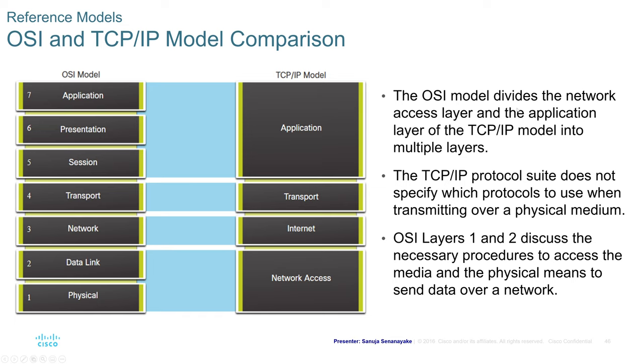The OSI model divides the network access layer and the application layer of the TCP/IP model into multiple layers. Remember that. And the TCP/IP model does not specify which protocol to use when transmitting over a physical medium, but the OSI model does. The OSI layers 1 and 2 discuss the necessary procedures to access the media and the physical means to send data over a network. So these are the three items that you should remember for your exams and quizzes.